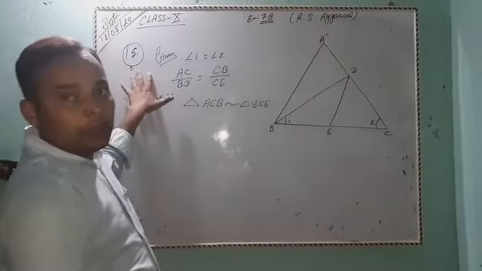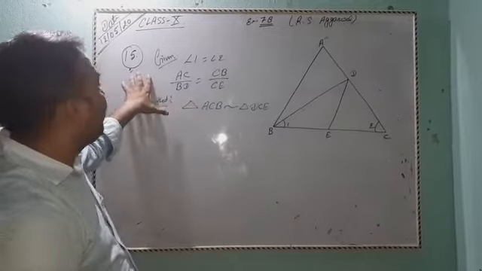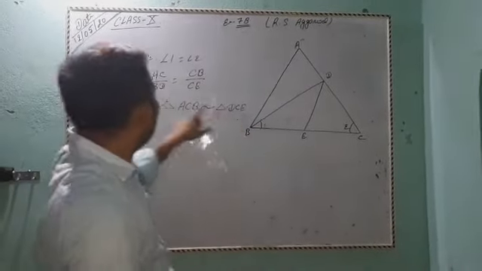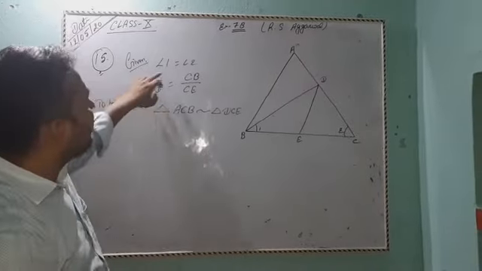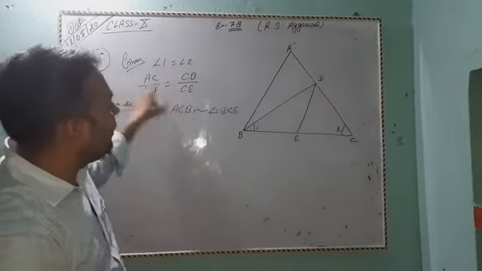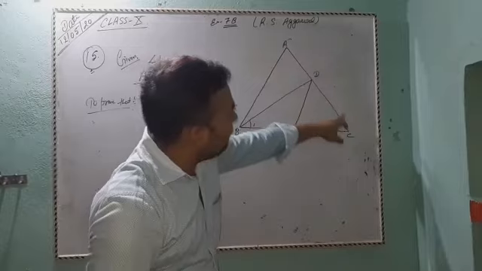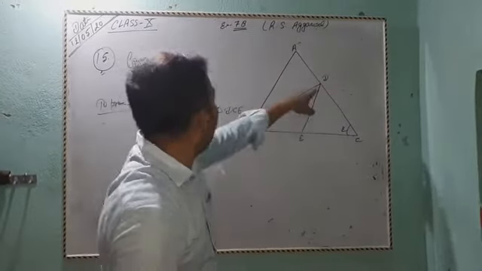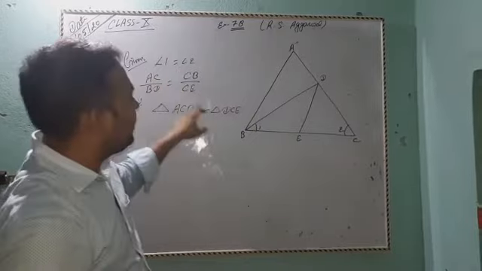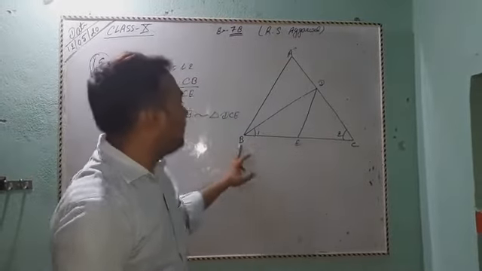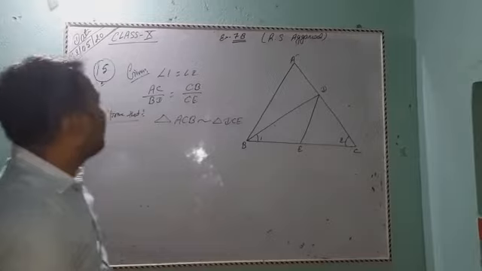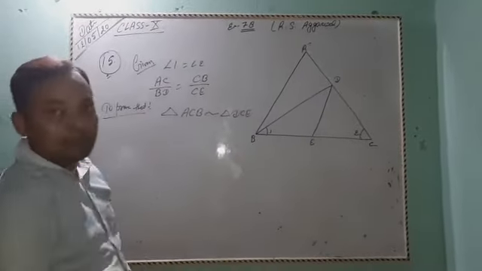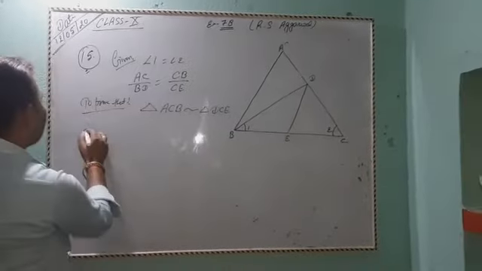Now next, question number 15. In the given figure, angle 1 equal to angle 2 and AC by BD equal to CB by CE. Here AC is a side of triangle ABC. Then prove that triangle ACB is similar to triangle DCE. So let's start.